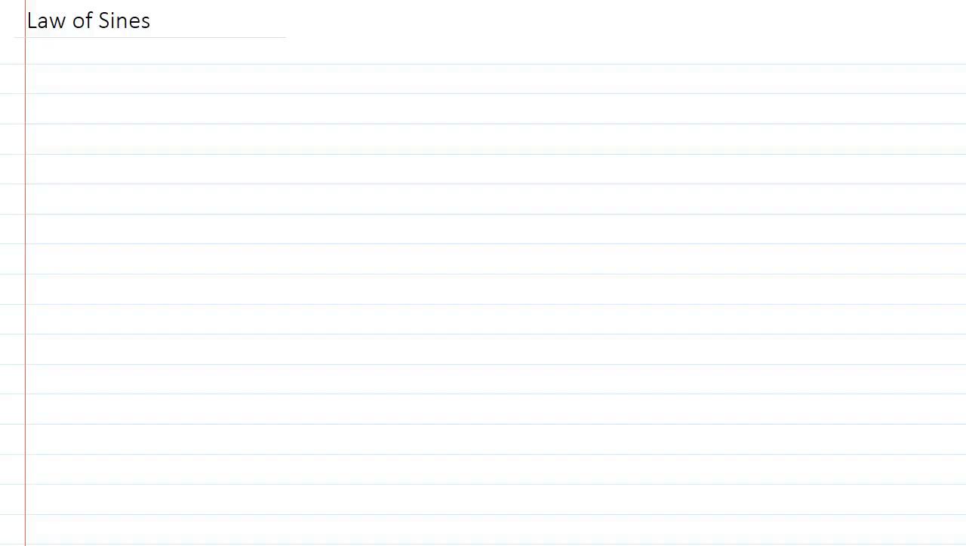Now that we've gone through a bunch of SOHCAHTOA, we're going to be working with triangles that aren't right triangles. So, the first one is called the law of sines. And I'm going to show you guys where this comes from first.